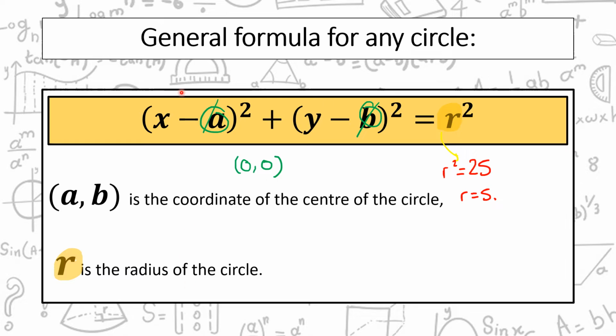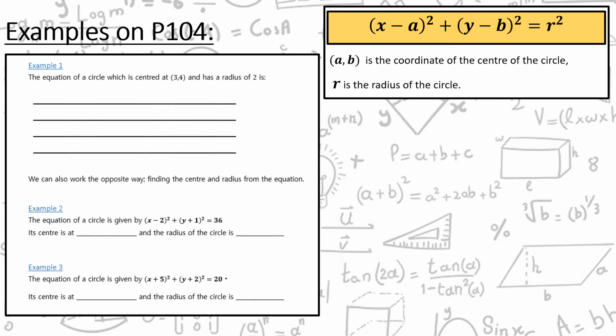So this formula is really useful. It allows us to quickly establish the radius and the center of the circle just from the formula, or alternatively, if we had a picture of the circle and we can see the radius and the center, we can quickly establish what the formula is for that circle. Let's have a look at some examples. Over on page 104, we've got a few examples to fill in. We've also got this little reminder from the previous slide. Take a moment, pause the video if you need to, and when you're ready, unpause it and you'll see the solutions.